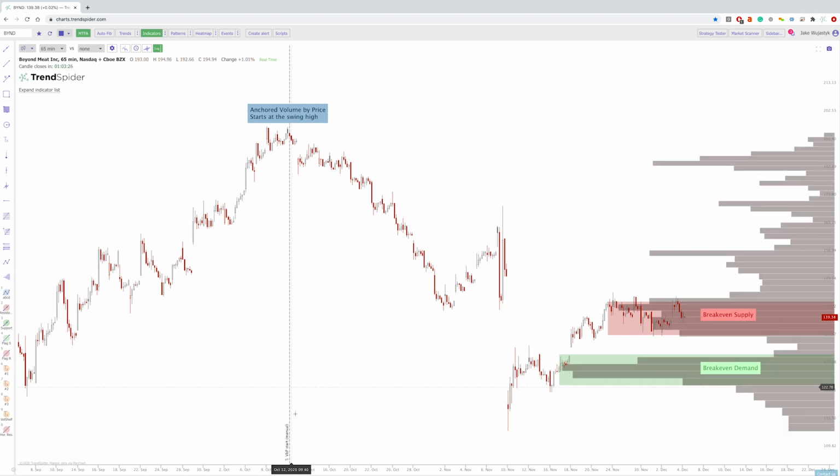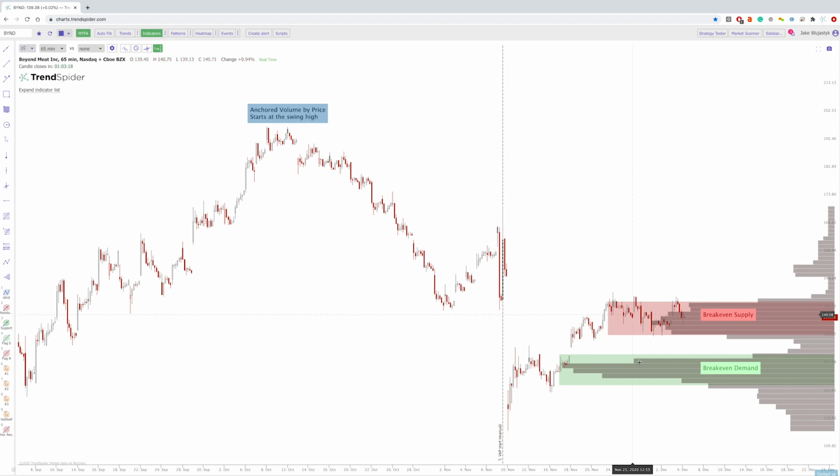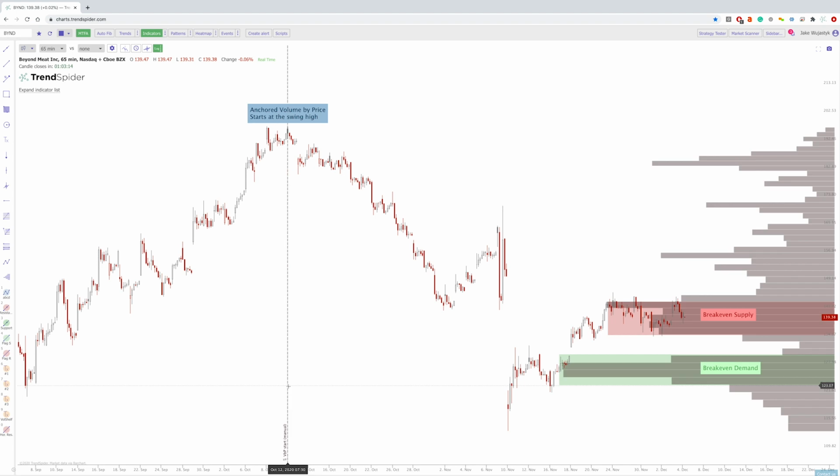This feature here, you can actually move around. So if you wanted to anchor the volume by price from this high here, you could do that just as easily, or if you wanted to move it to the swing high, you could do that. The way I like to use the anchored volume by price is very similar to how Brian Shannon uses the anchored VWAP. The anchored VWAP really changed the way I look at the markets, and then I started to apply this same feature to the anchored volume by price as well.